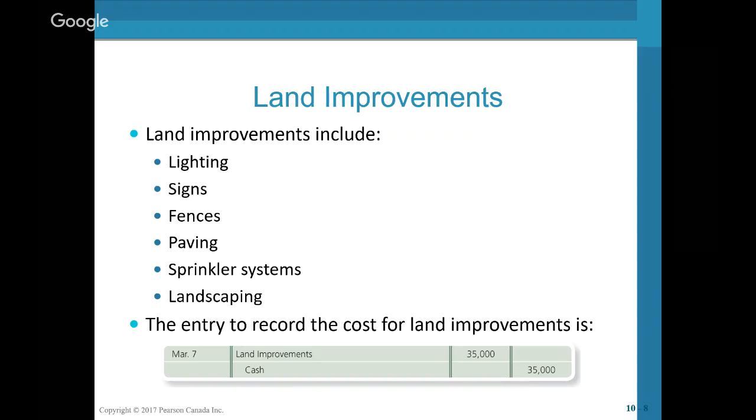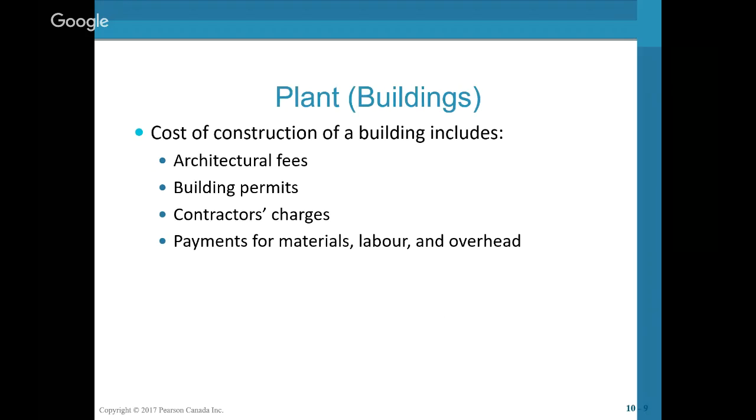Okay, land improvements, the big thing to think about here is, what is a land improvement? It is things like lighting, signs, fences, paving the land, any sprinkler systems you put on, even landscaping, right? That has a future benefit. So all of those additional costs are included as part of the cost of the land improvements. The entry to record the cost of land improvements is to debit land improvements and credit cash. If you plan on building a building, any fees you pay to architects, any permits you incur, contractor charges, materials, labor, and overhead that are part of the building, these are all included as part of the cost of the building.